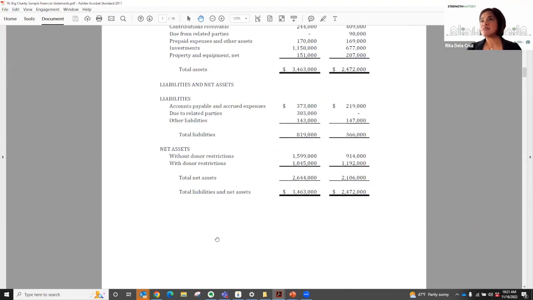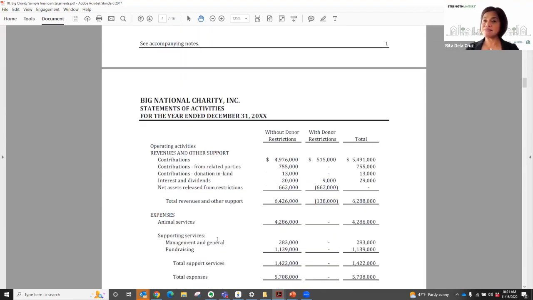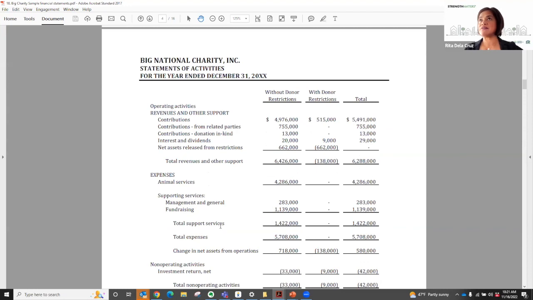Okay. Moving on to the statements of activities, which is your income statement. Again, it's called differently for a not-for-profit. It's statements of activities. And what will jump out here are these columns. You have a column for without donor restrictions and with donor restrictions. And this is very peculiar to a not-for-profit organization. You don't see this kind of thing in any other entity type other than not-for-profit. So also the net assets released from restrictions is something that is only for not-for-profit organizations.